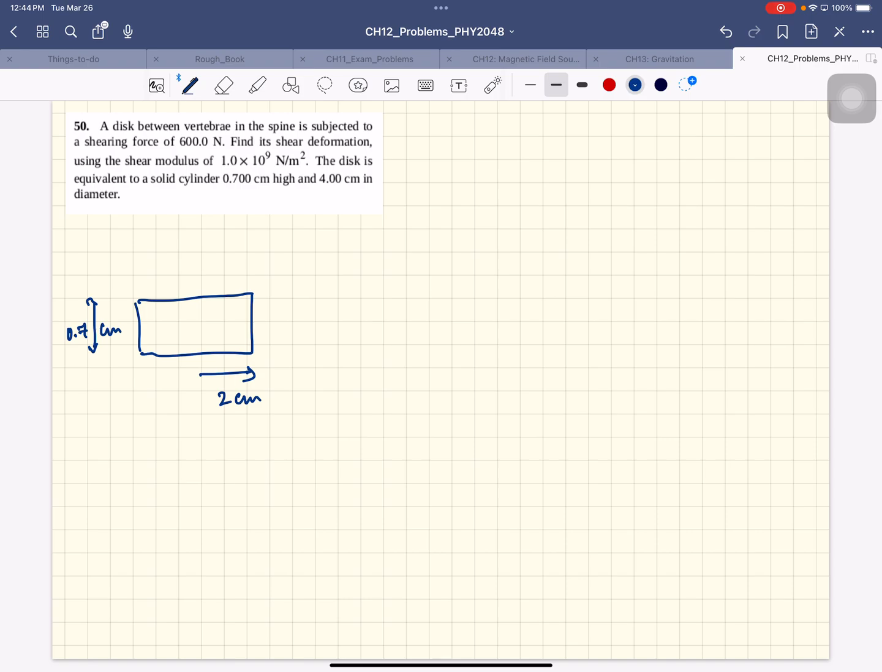All right, so what you're doing is this is the shearing force. You're applying equal and opposite forces. The two vertebrae are applying equal and opposite forces. And what happens? It deforms like so. Okay? And then when you stand up straight again, it'll go back to its original shape. And of course, you want this to be repeatable millions of times.